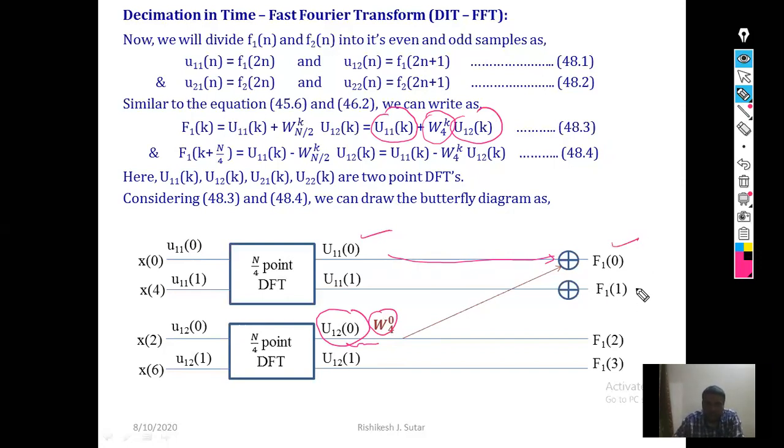Similarly, if I want f1 of 1, I have to put k equal to 1 here, so f1 of 1 is equal to u11 of k, that is u11 of 1, plus w41 into u12 of 1. So you can see here it is w41 into u12 of 1, which is added with u11 of 1. So I will get here f1 of 1. If I put here k equal to 0, I'll get f1 of 2. If I put here k equal to 1, I will get f1 of 3.